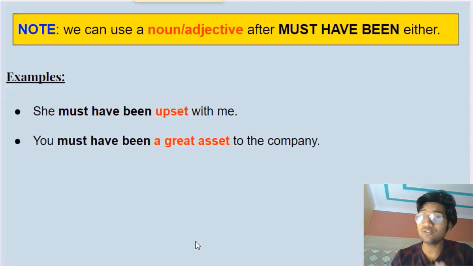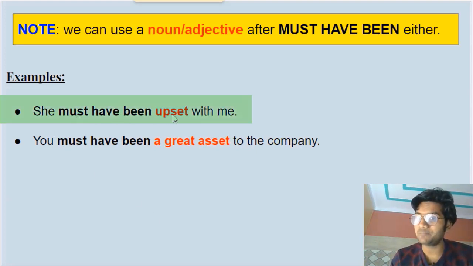Now, we can also use a noun or an adjective after must have been. Let me show you how. She must have been upset with me. She must have been in a particular state of being, which is upset. Now, understand this. This is not in the passive voice. Been here is a main verb. It's the past participle of be. So this is must have plus past participle only. This is a stative verb. She must have been upset with me.